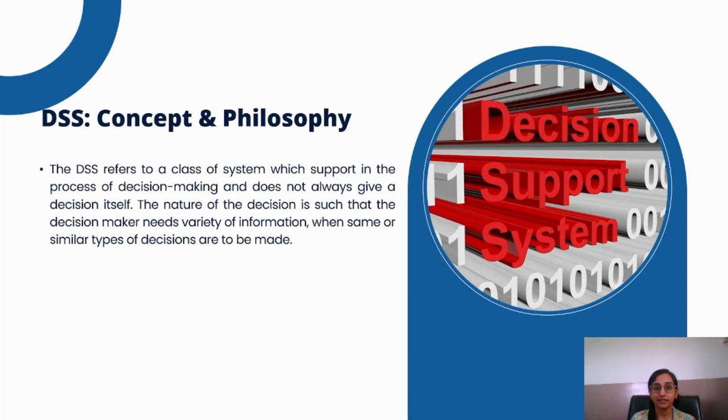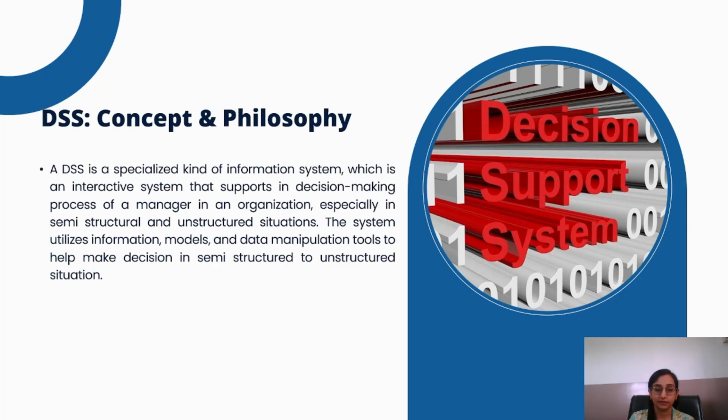The DSS gathers and processes data from various sources within the organization. It uses different models such as statistical, financial, or simulation models to analyze data and predict outcomes. These tools help in organizing, sorting, and interpreting data to make it more useful for decision making. In the end, a DSS helps managers navigate complex and uncertain situations by providing them with the necessary tools and information to make informed decisions.